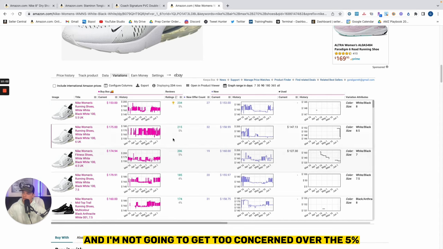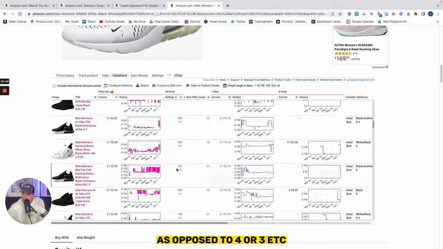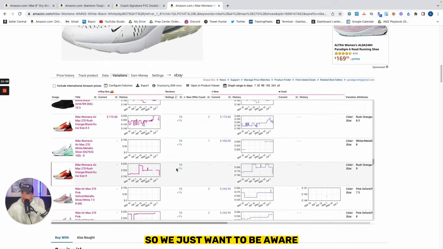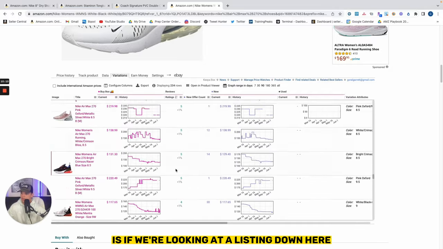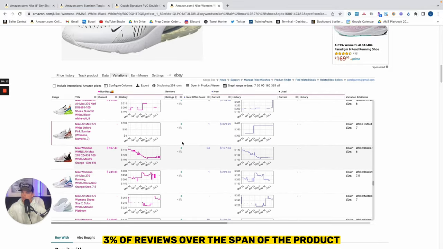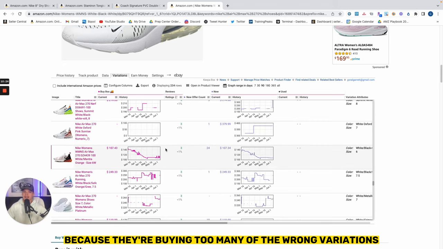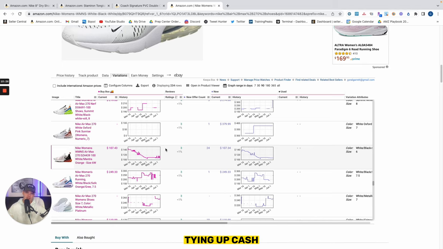And I'm not going to get too concerned over the 5% as opposed to 4 or 3, et cetera. We just want to get close. So we just want to be aware that if we're looking at a listing down here that's only getting 3% of reviews over the span of the product, that's something we're going to want to avoid or at least account for in the amount of units we're buying, right? Another reason why sellers are failing is because they're buying too many of the wrong variations, tying up cash, creating issues, and not allowing us to continue to scale.